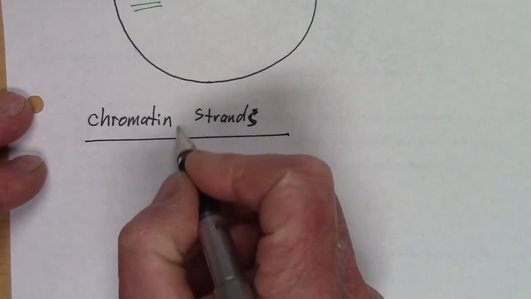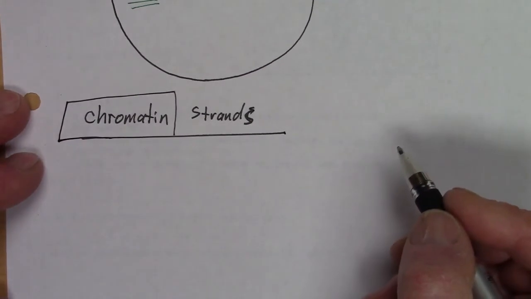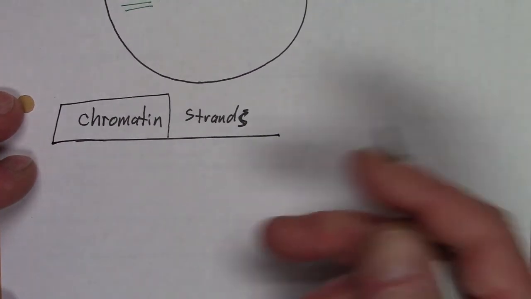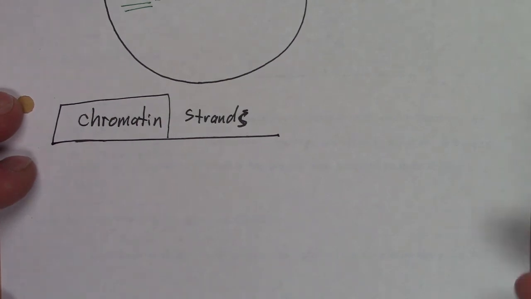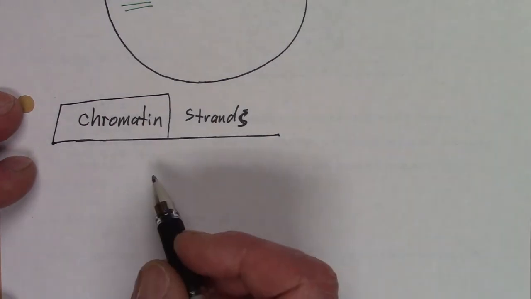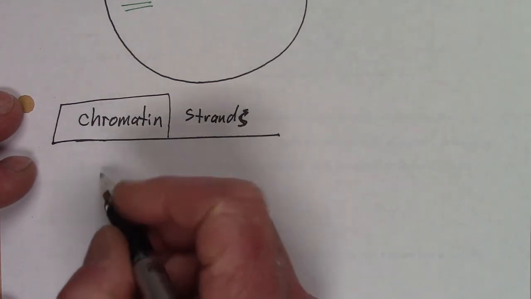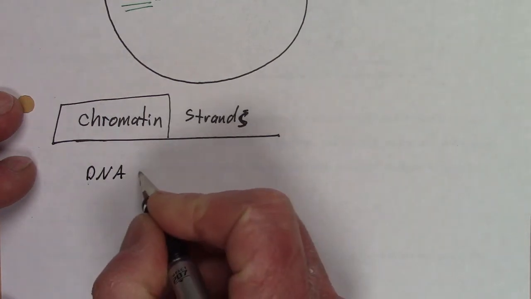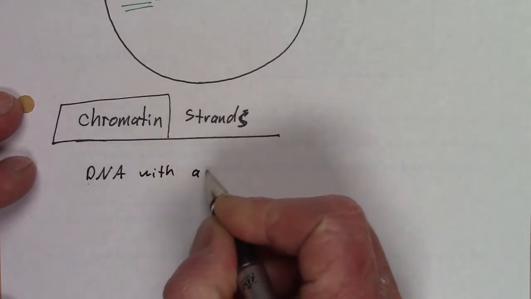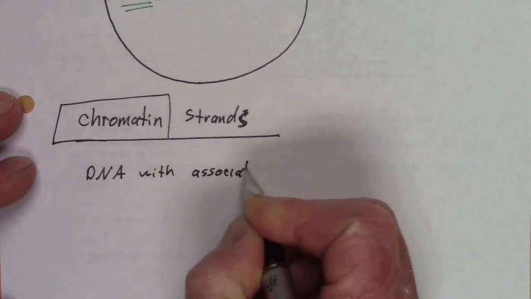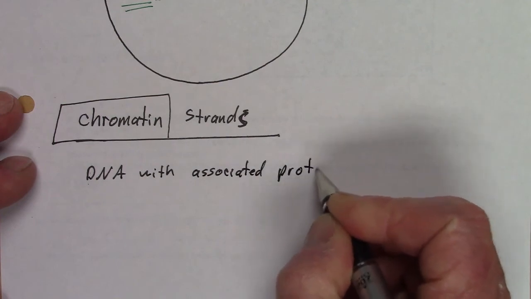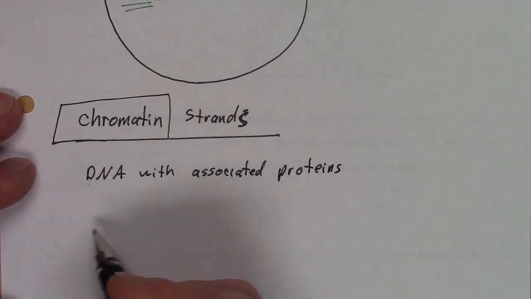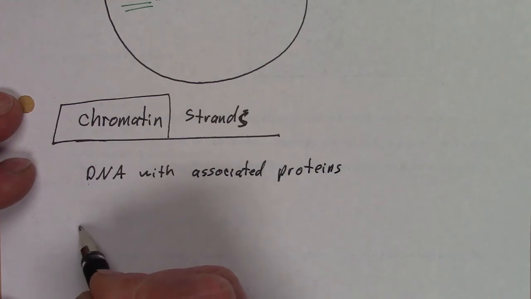So chromatin, the name, I guess, the historical roots come from the fact that you could see it. And it sort of changed color and became visible at different stages of the life cycle. So what chromatin strands are is DNA with associated protein. So this might be what it sort of looks like. And there are different pictures we can look at in just a moment.